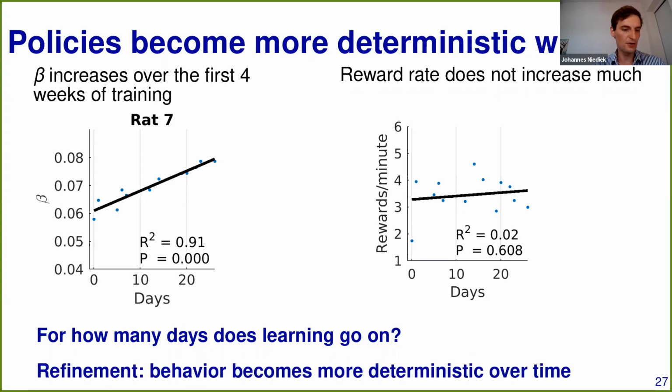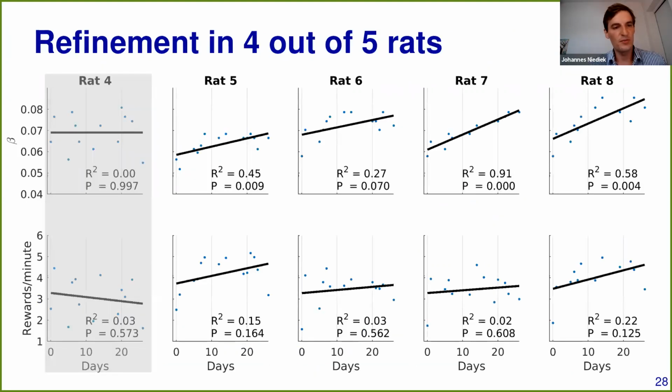And we would like to use the term refinement for this type of learning, where the behavior becomes more deterministic over time. As beta increases, the policy of the rat or the behavior of the rat becomes more deterministic, and we call this refinement. We did this experiment in 5 rats, and in 4 out of them, we observed exactly the same thing. There's refinement, beta increases over 4 weeks, but reward rates don't really change much over the same period of time.